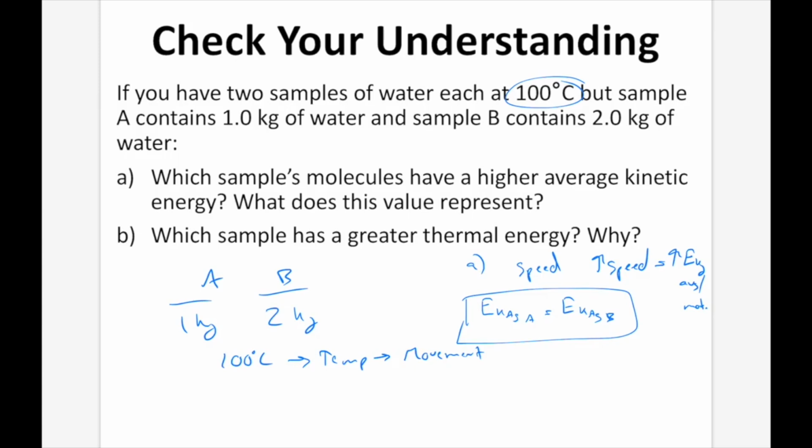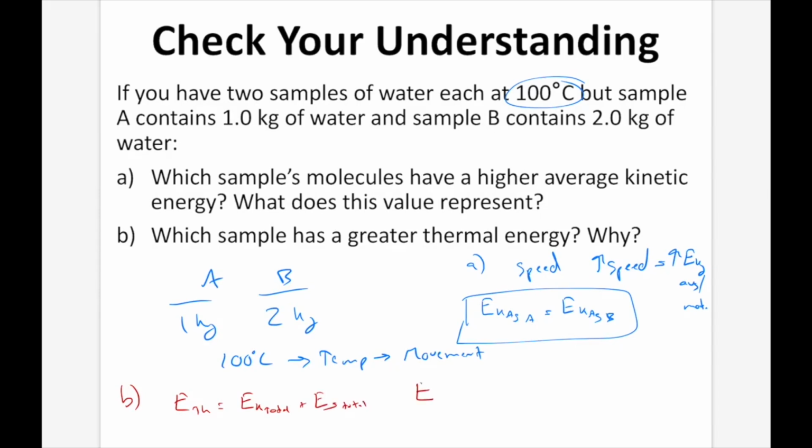Now, what does this value represent? Well, we just mentioned that it's going to represent the speed and the energy available per molecule. B asks, what sample has a greater thermal energy? Well, thermal energy is going to equal the total EK, so total, plus EG, total, per substance.